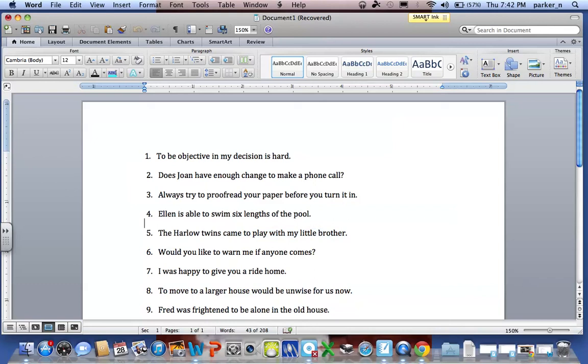Number 6, to warn me. Because this is a sentence, of course it's a sentence. Can I teach grammar with fragments? I don't think so. Because this is a question, we want to try and correct the syntax to the more traditional subject-verb syntax. So we'll say, you would like to warn me if anyone comes.